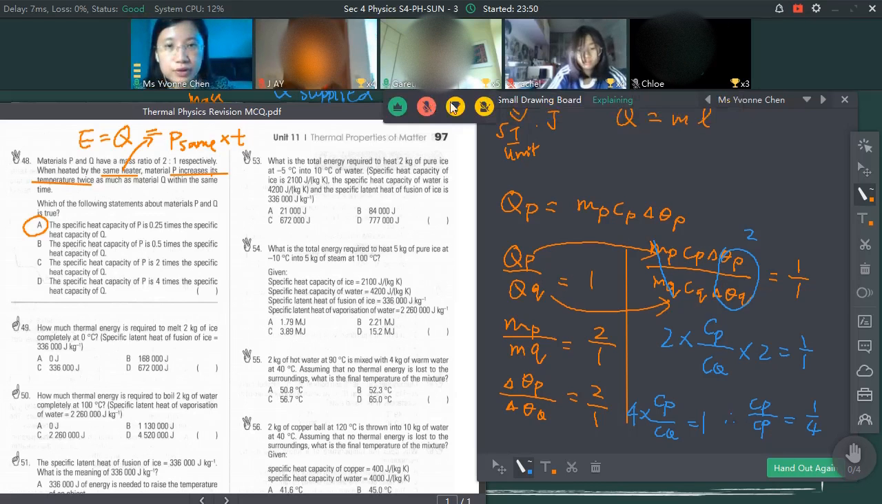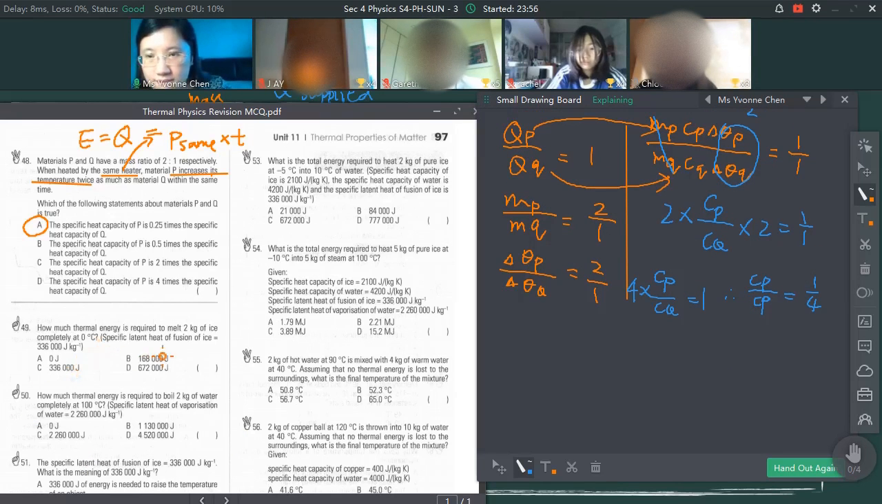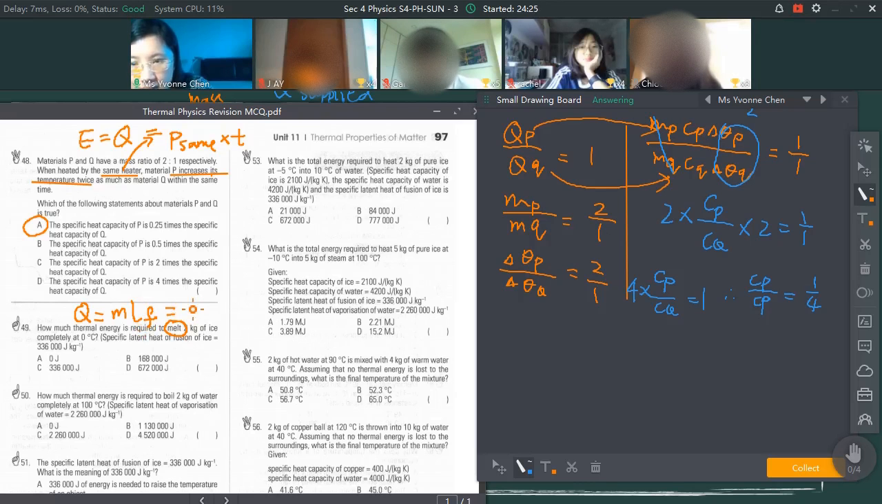Okay, 49 should be easier. So 49. Let me hand out the drawing board again. You can write down your answer. For 49, melting process is a change in state, right? So we shall use this formula: Q equals M times L. In this case it is latent heat of fusion. Mass is 2 kg, and L is given in the question. We do substitution.